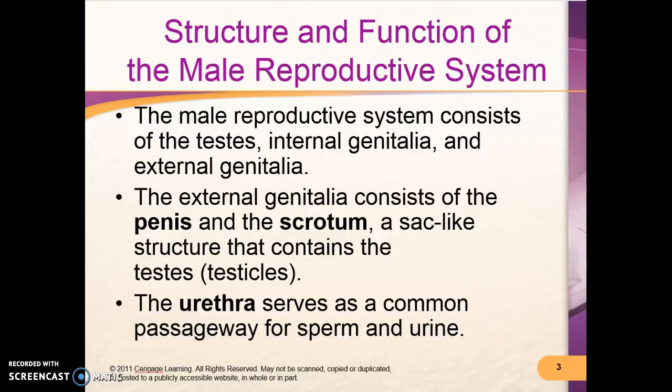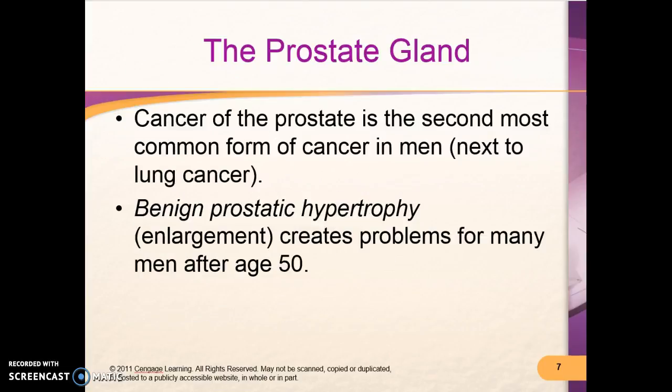with this particular system. Probably one of the most common things that you're going to hear about, run across, see when you're filling prescriptions is things having to do with the prostate. Cancer of the prostate is the second most common form of cancer in men. And once men hit the age of 50, many of them have problems with benign prostatic hypertrophy, which is just an enlargement of the prostate. And so that enlargement of the prostate can cause lots of problems. It can cause problems with the urinary tract, and it can also cause sexual dysfunction problems.